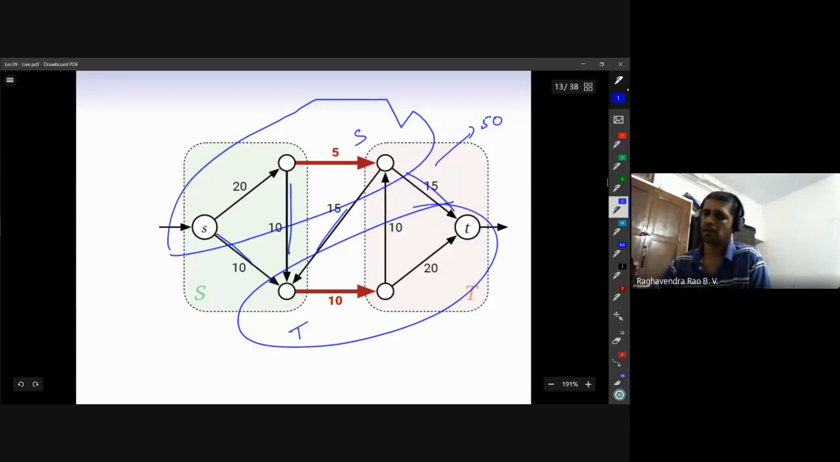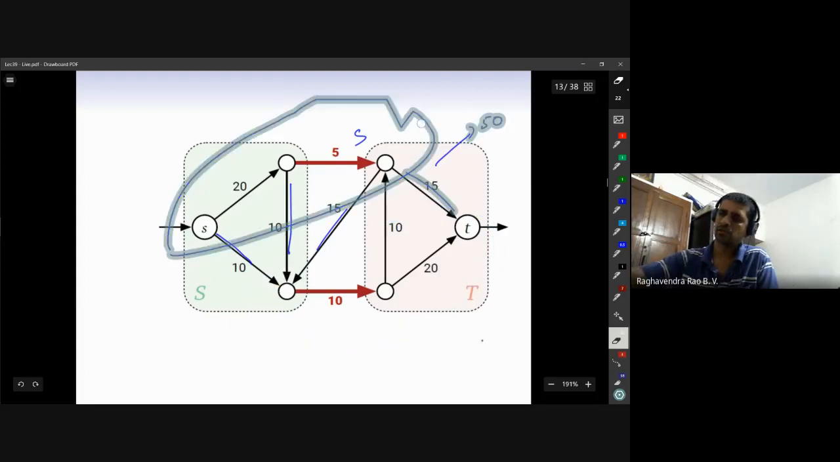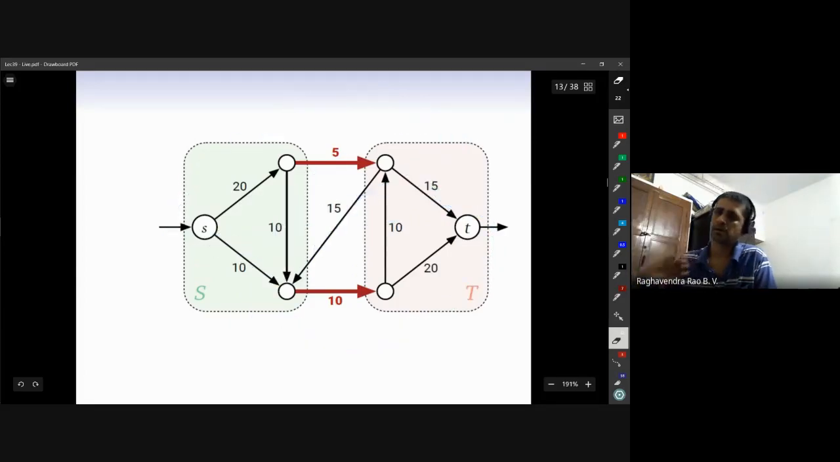I'll be deleting this so that it looks neat when you look at the slides. So is the definition of an S to T cut clear to everyone?